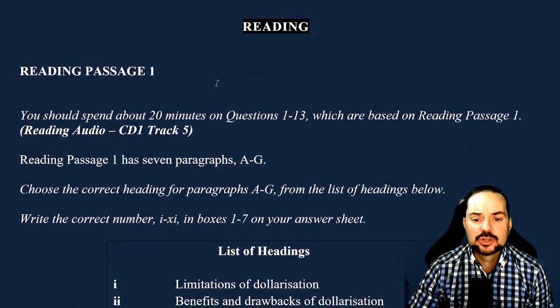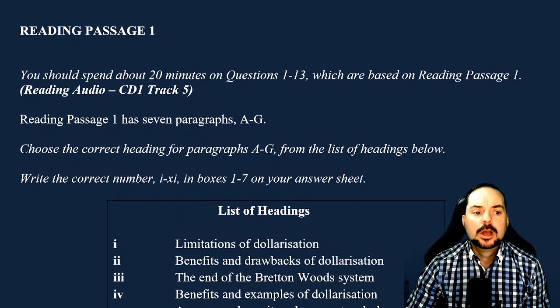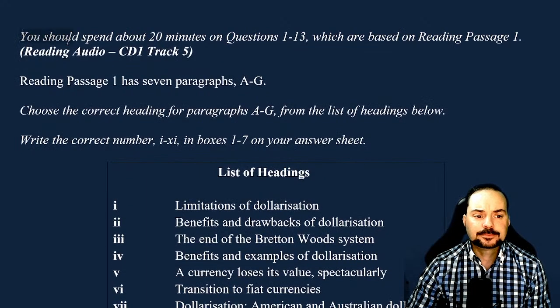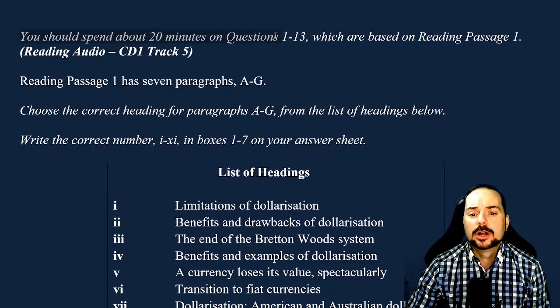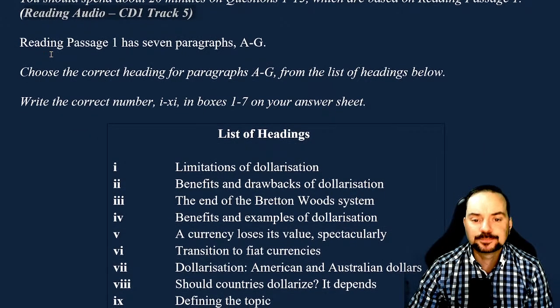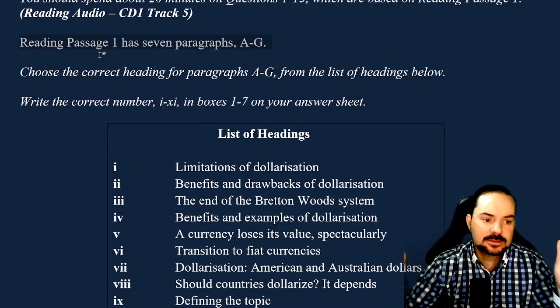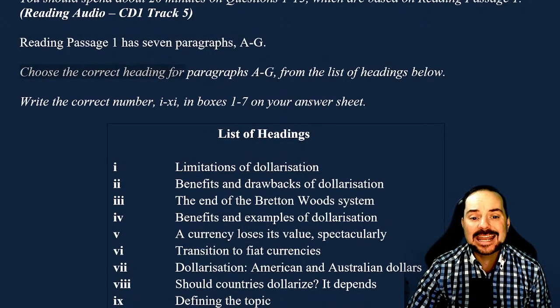We're looking at reading passage 1 right now. Lovely. There it is. Reading passage 1. You should spend about 20 minutes on questions 1 to 13, which are based on reading passage 1. And we will have some audio for this later, but don't worry about that now. Okay, reading passage 1 has 7 paragraphs, A to G. A, B, C, D, E, F, G. Yeah, 7. Choose the correct heading for paragraphs A to G from the list of headings below.